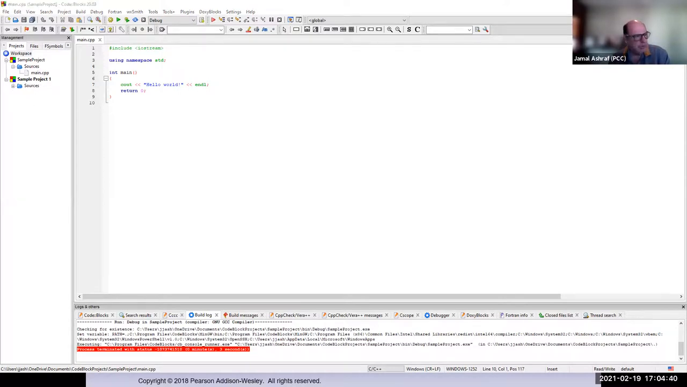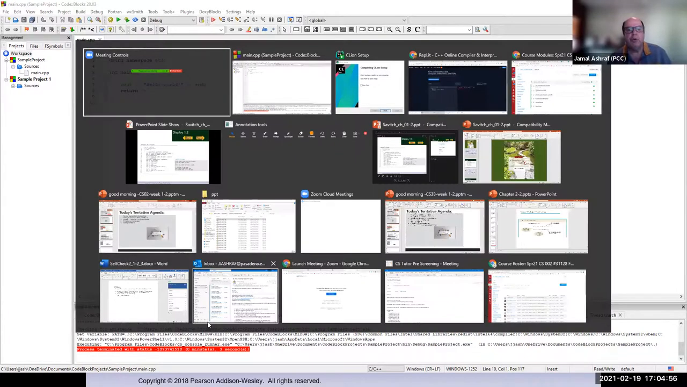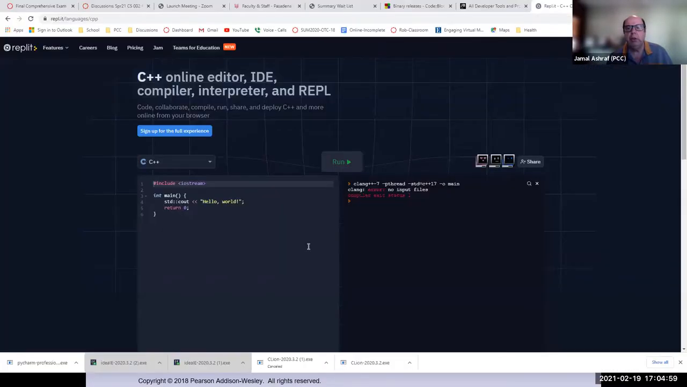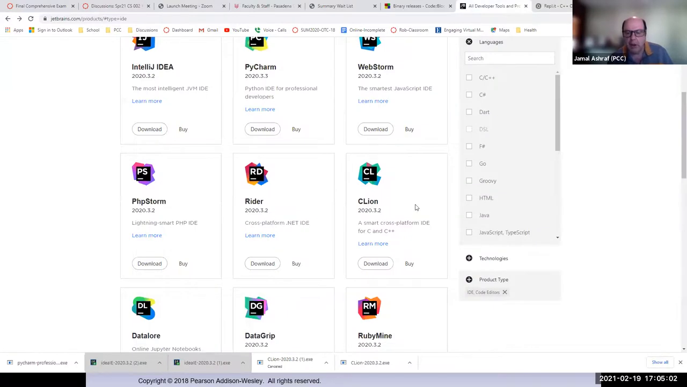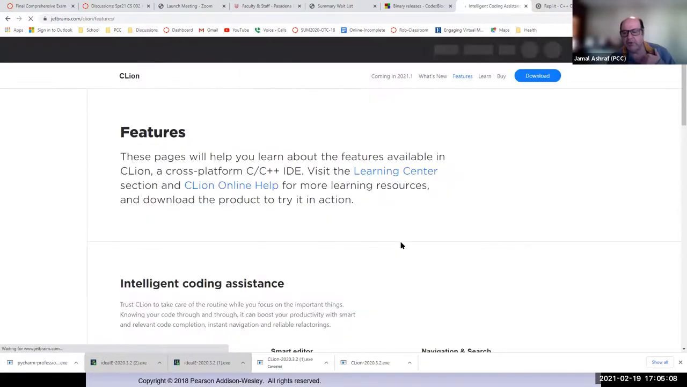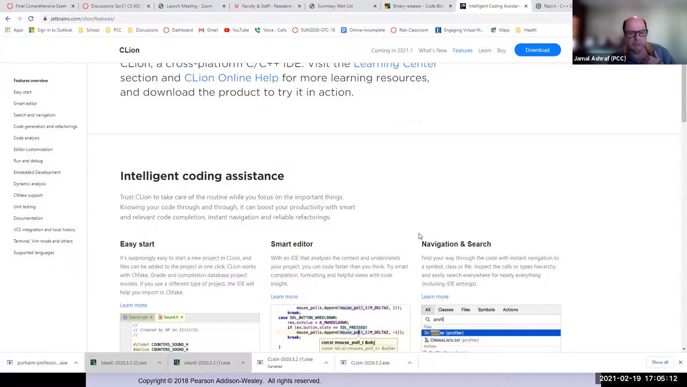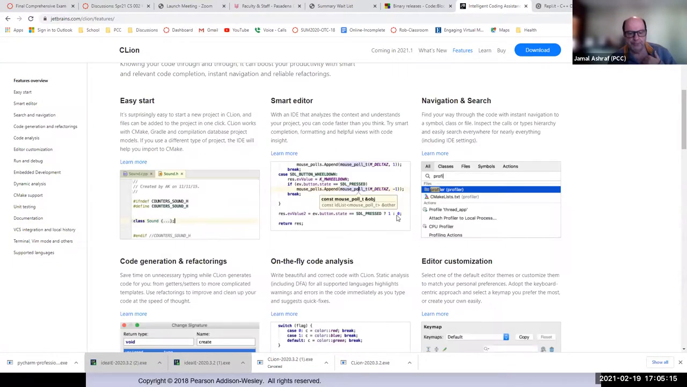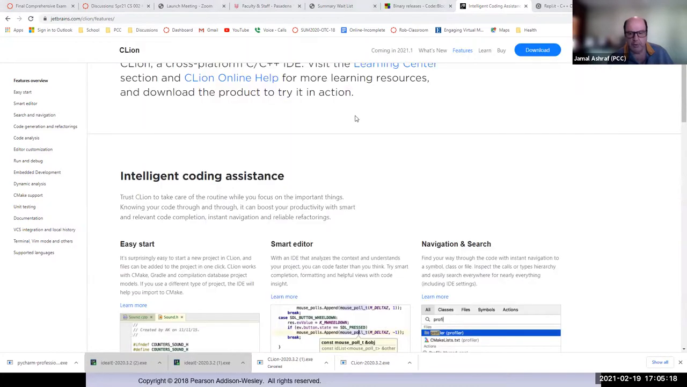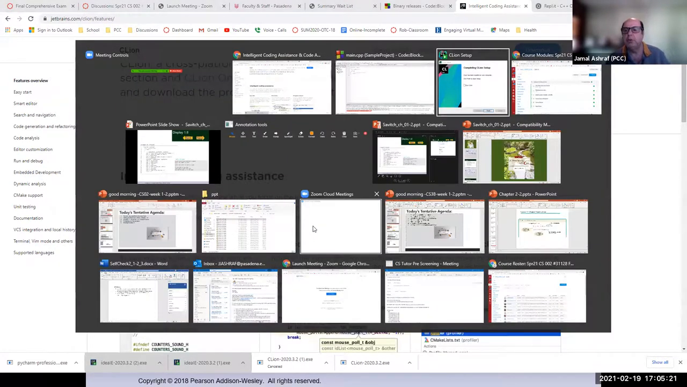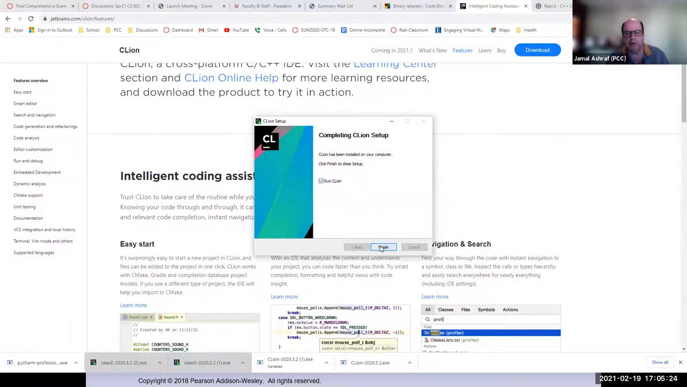Let me see what the message is over here. Does CLion come with a compiler? Again, you have an option of having a compiler or not having a compiler. You have to look to see what you are downloading. So if I go to JetBrains, CLion cross platform, learn more, in there it's going to tell you if it's coming with the compiler or not. I just downloaded it so I can test it. CLion, run CLion, finish.